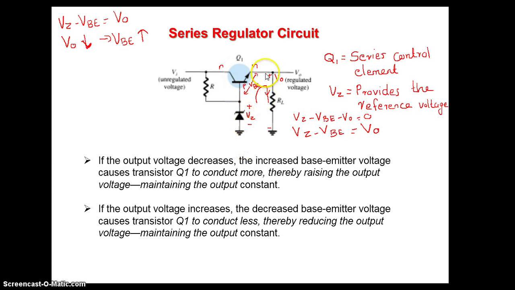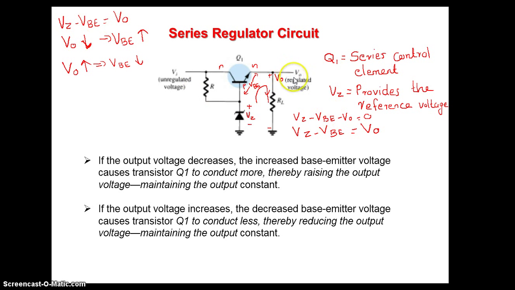VZ is a fixed value. So VBE increase means the transistor's base to emitter voltage increases, so Q1 will conduct more, thereby raising the output voltage. If it conducts more, more input will be passed to the output. Now next check: suppose your output voltage is increased. So if output voltage is increased, this minus VBE implies that your VBE should decrease. VBE decreased means the transistor will conduct less. So the conduction of the transistor becomes less, thereby reducing the output voltage. If it conducts less, less input voltage will be passed to the output.